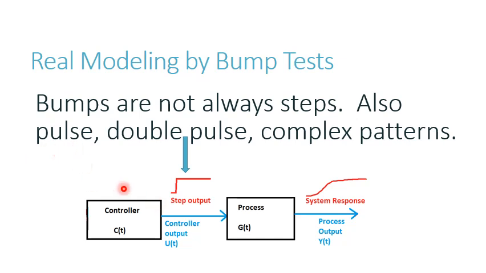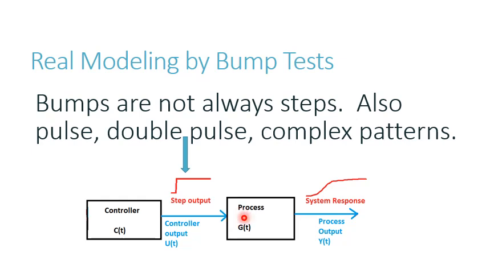The pulse just gives you a little blip, and you get to see the response of the process, and from that you can extract the type of data that you want. Double pulse is even better, because with a double pulse, you've got one pulse up like this, and then another pulse goes down, and they kind of cancel each other out.